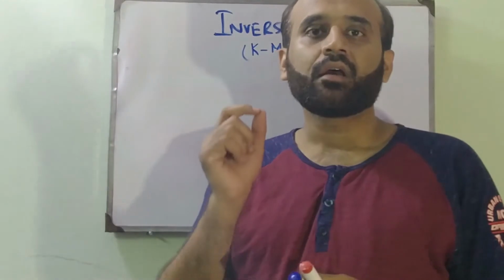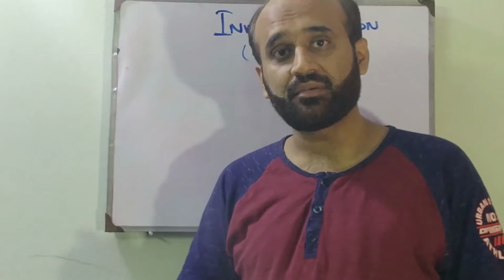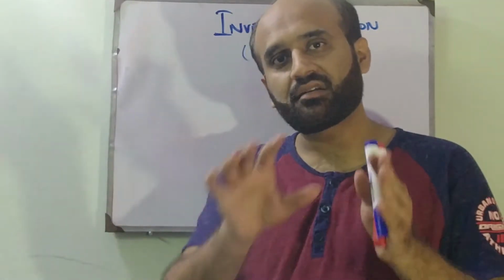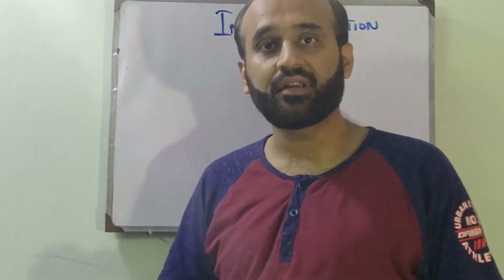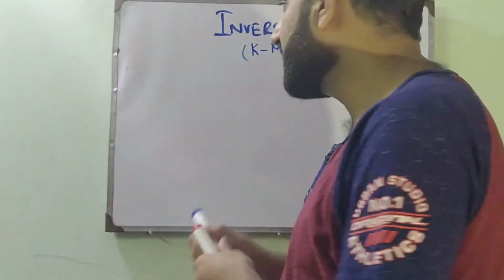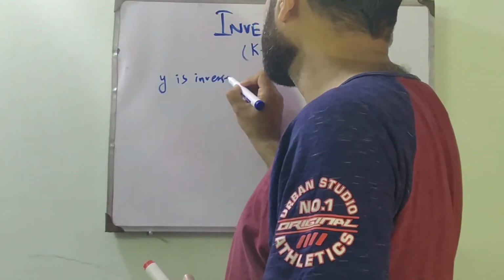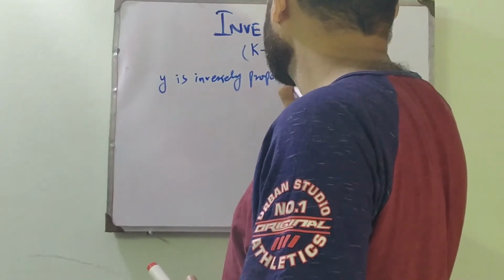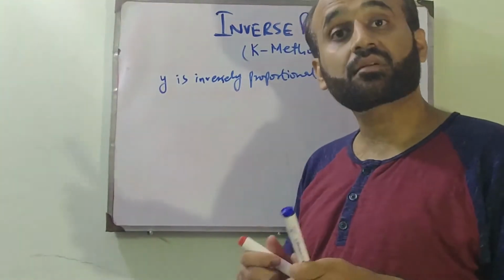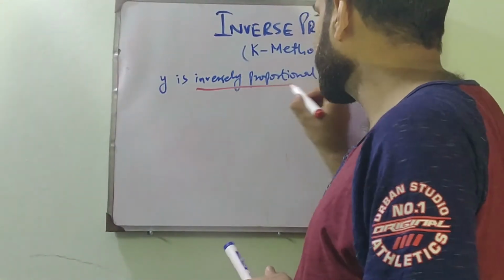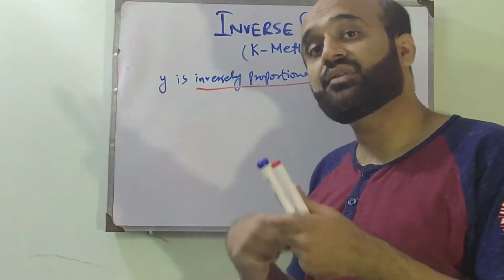Fine. So one thing you need to consider is that the K method will be only applicable if it is given in the question that the first variable is directly or inversely proportional to the second variable. Let's exemplify this. It's given y is inversely proportional to x. So the key word here is inversely proportional. It's already given in the question. Because of this statement, we will be using the K method.